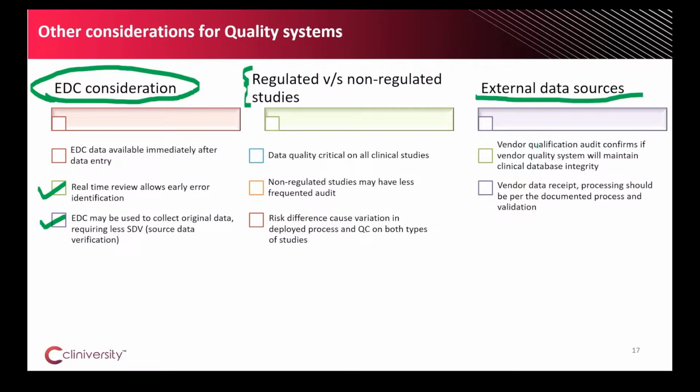And what are the considerations for external data sources? Vendors will be supplying data which will be integrated or added into the clinical study database, and analysis will occur on that vendor information. Hence, it's important that the vendor information is also of good quality. The recipient of the data must ascertain, usually through a vendor qualification audit, that the vendor's quality system is acceptable and will maintain the integrity of the clinical study database.